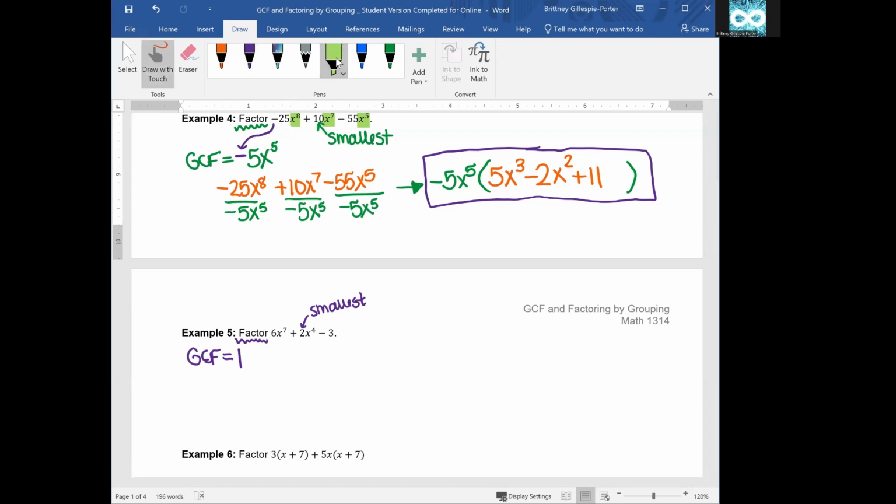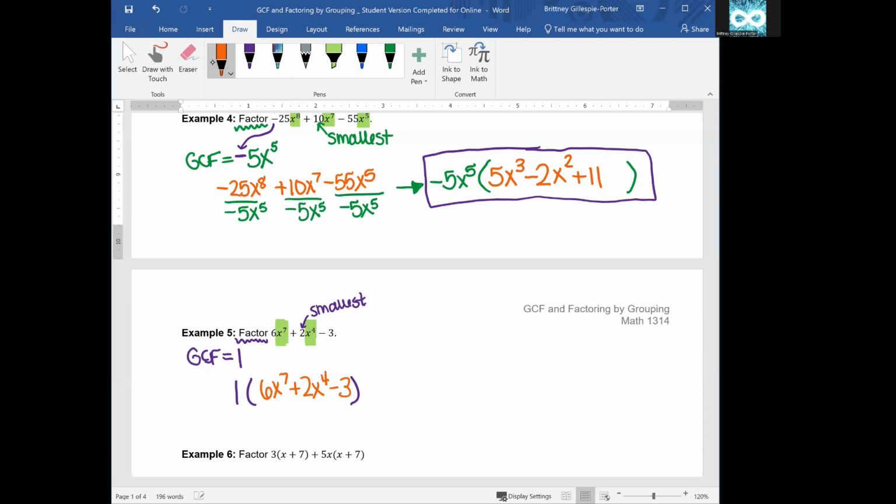If they have a variable in common, we can have more than a GCF of 1. We have x to the 7th, x to the 4th, and then nothing, which means there's no variable in our GCF. If we were to try to factor this, we would have the 1 come out front, and dividing each of those by 1 doesn't do anything. It gets us back to where we were.